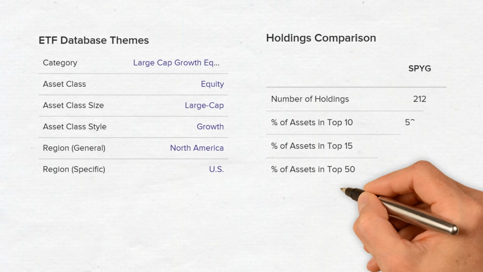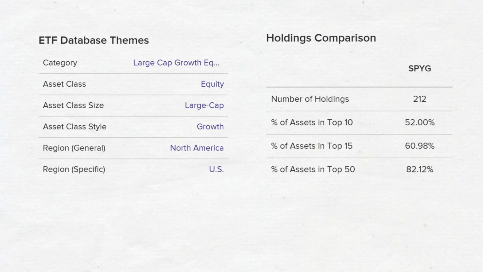But because of its stricter selection, SPYG holds only 212 stocks, with the top 10 accounting for over 50% of its weight. That concentration increases risk and volatility, so SPYG can fall more sharply during value rotations or market pullbacks.